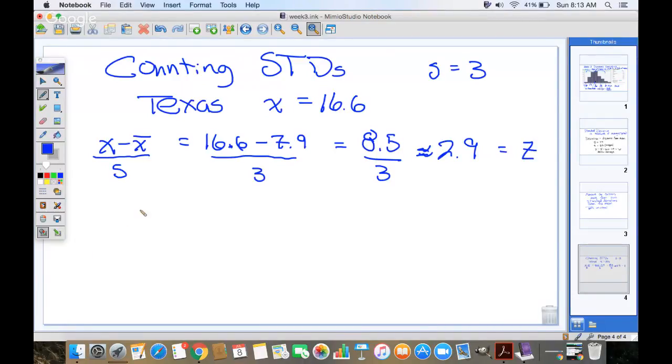And what that tells me is that Texas is 2.9 standard deviations above average.